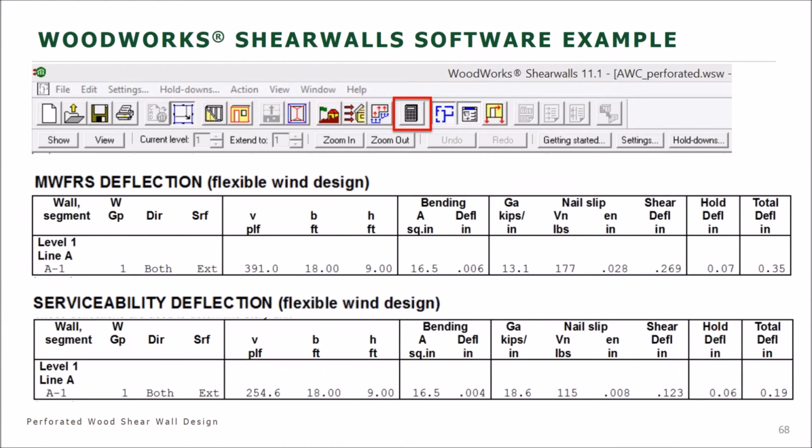As well, the deflection is included in the software calculations. The software is going to automatically calculate the main wind force resisting system deflection, as well as the serviceability deflection. And we can see here the 4 different components to the deflection. It's calculating the bending component, the nail slip component, the shear component, as well as the hold down component. So if we add those 4 components together, that's how we're getting the total deflection for both the main wind force resisting system and the serviceability.